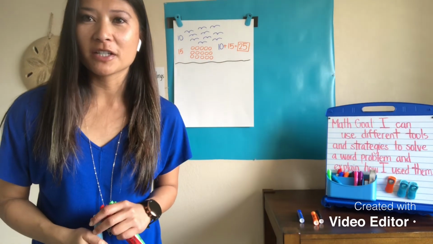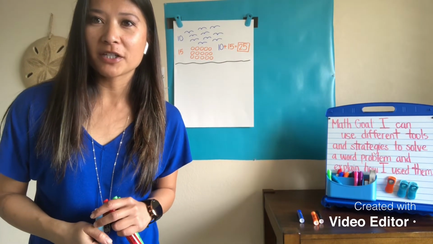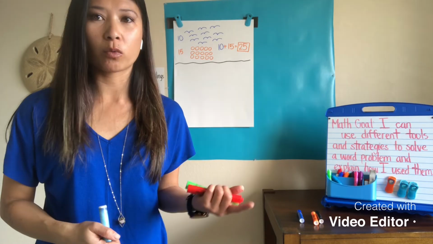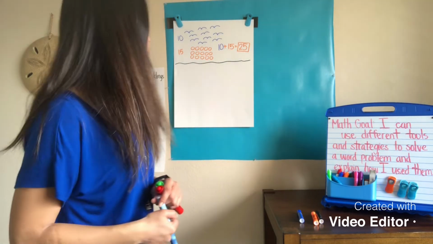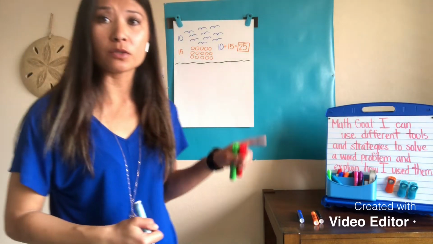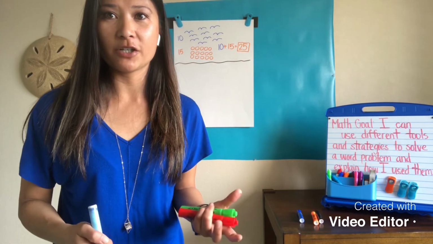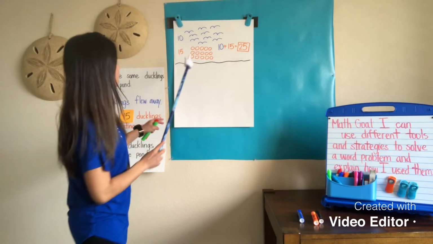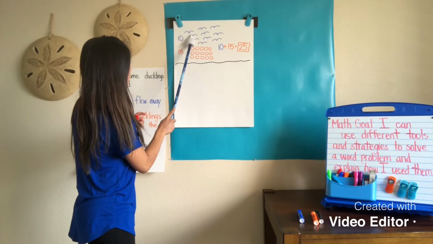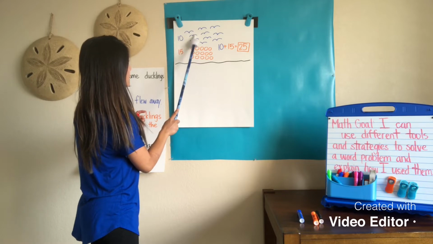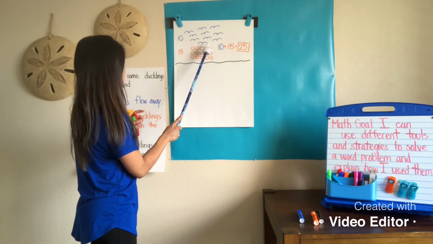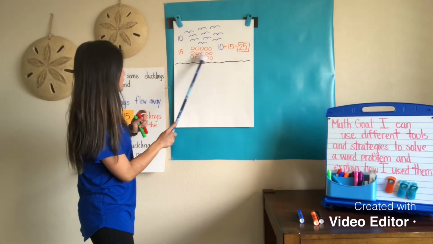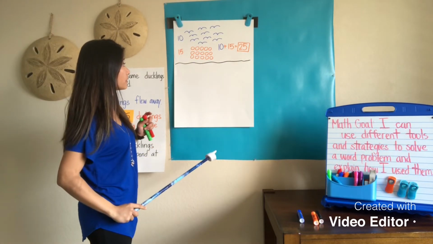All right, mathematicians. So one strategy that I noticed a lot of students were using last week when they were working on a word problem to solve for an unknown is drawing out a visual representation for each of the parts in a word problem. So for example, one friend may have drawn out 10 ducklings flying away and the 15 ducklings that are floating on the pond.